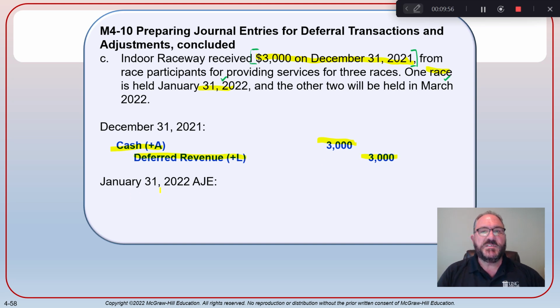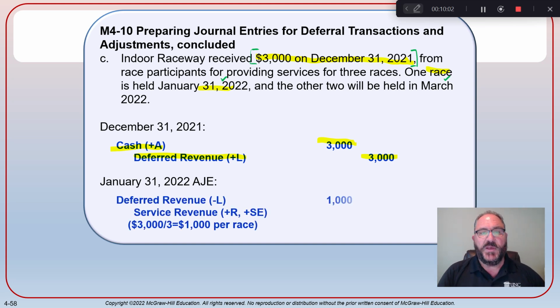Okay. What happens in January? One of them's in January, so we're going to split it by a third. We're going to change that deferred revenue by $1,000, right? We're going to take 1,000 of it. It's no longer deferred. We're going to lower that deferred. And now, service revenue, $1,000. By the way, what's left in deferred now? $2,000, right? For the other two races.